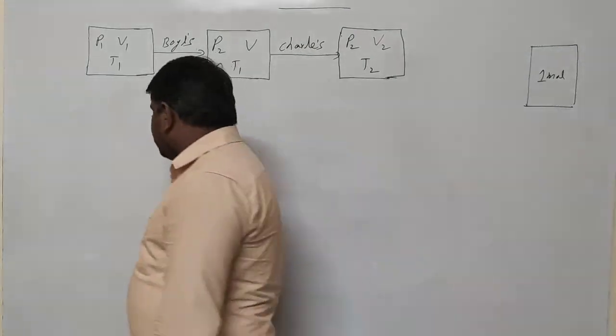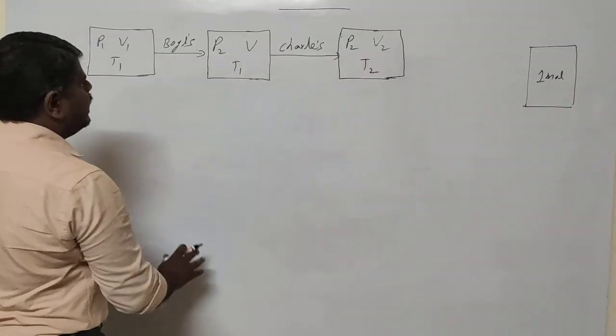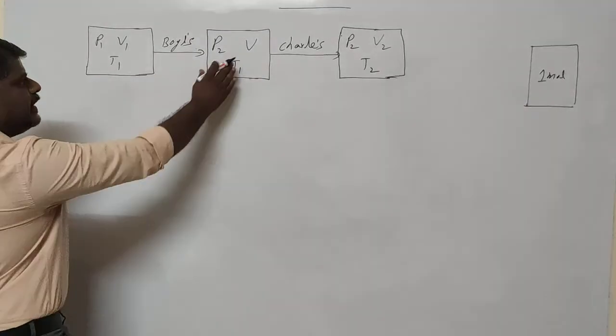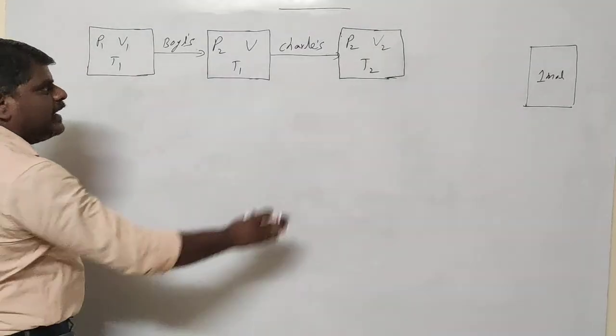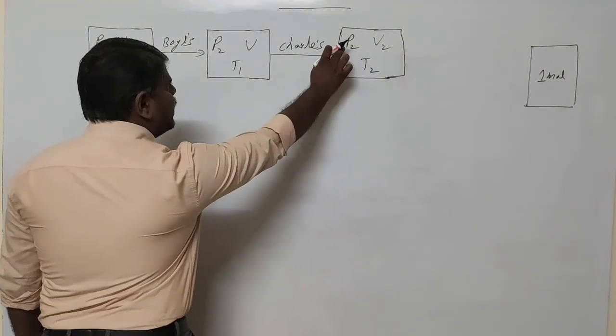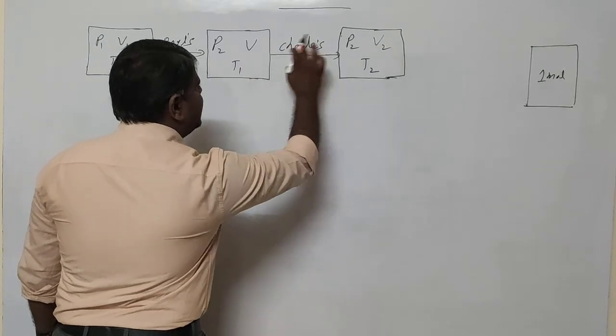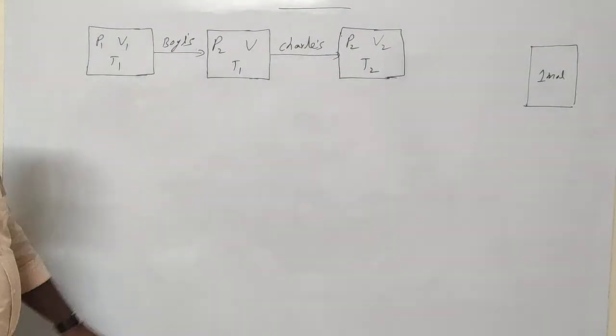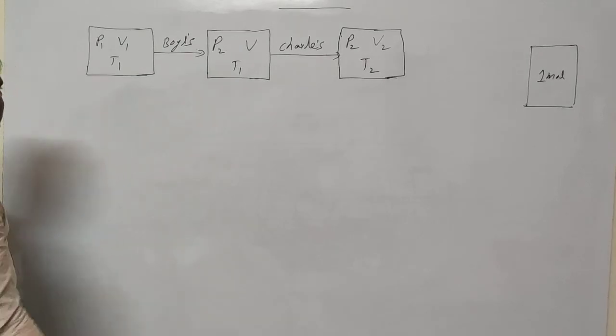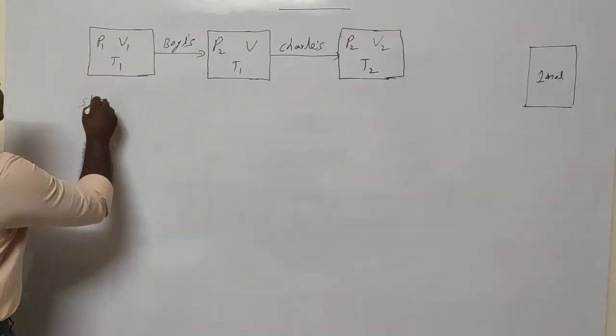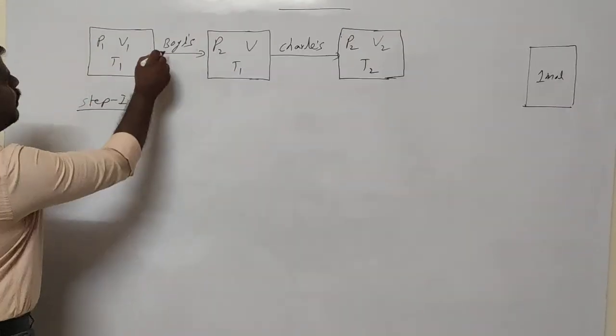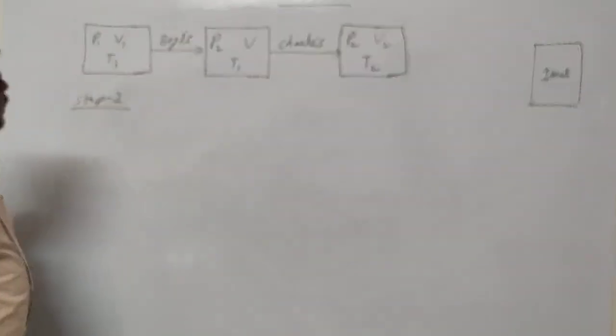Okay. Now, we have discussed this. This is the block diagram. First we are taking Boyle's law. These are the physical quantities we are taking. We are applying Charles law, keeping the pressure constant. When the temperature is increasing, the volume is going to increase. Let us take stage 1. Okay, step 1. In step 1, we are going to refer to Boyle's law.